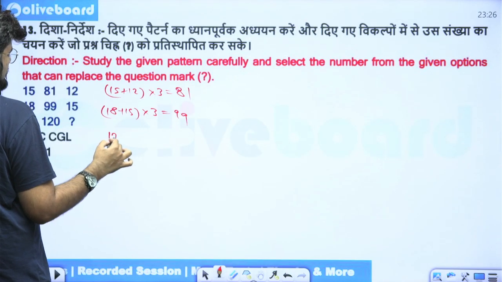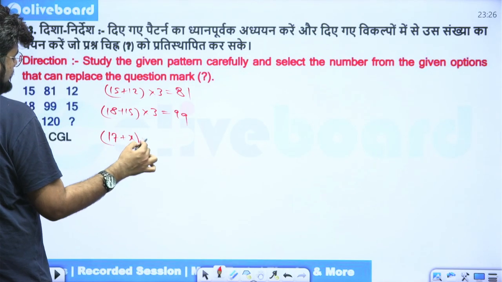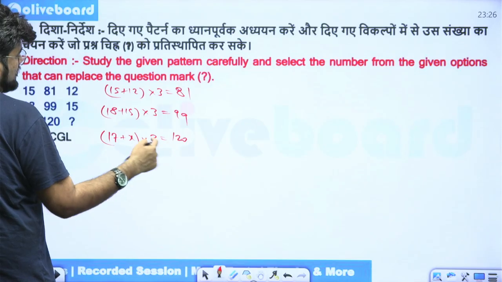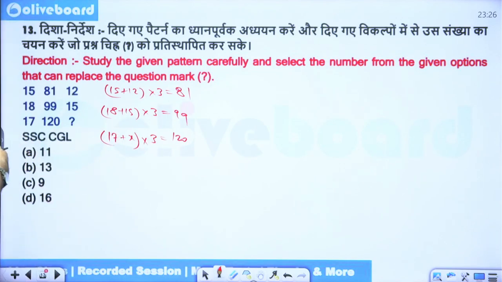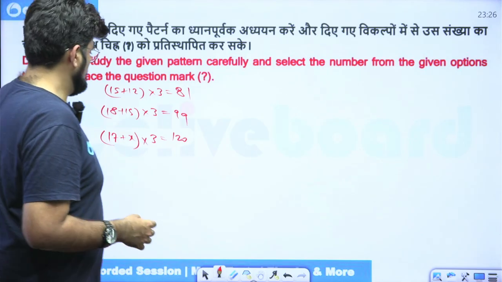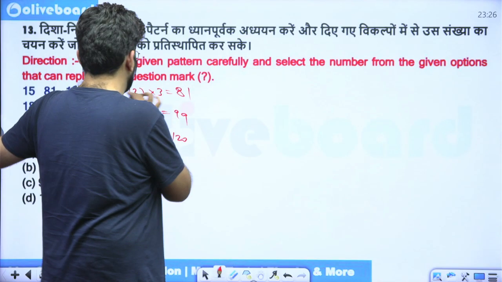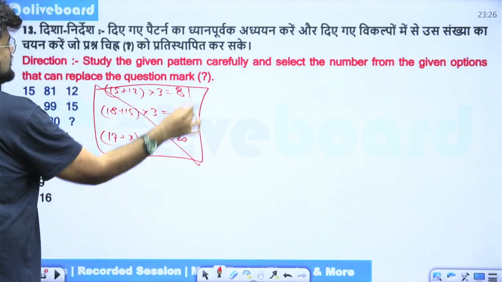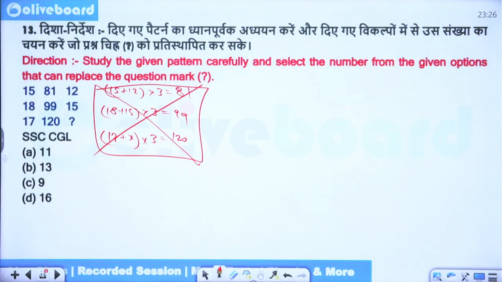So 17 plus x into 3 should be equal to 120. This is 40 minus 17, 23. Oh, that's not there in the options. Something else is happening. See? I will not cancel this out. I'll just write an x here, because it's following in these two but not following here in the options. So something else is the logic here now.